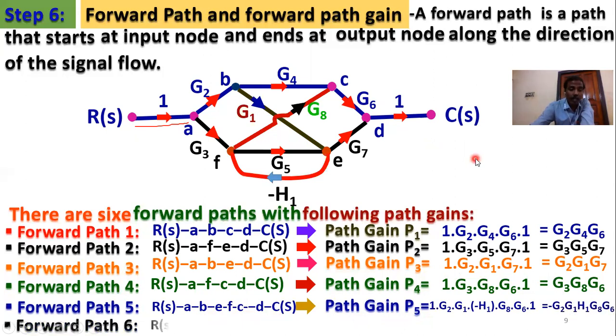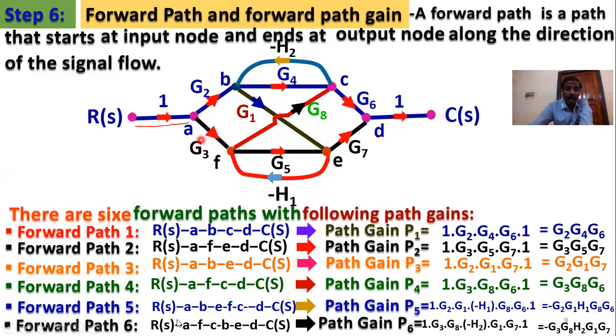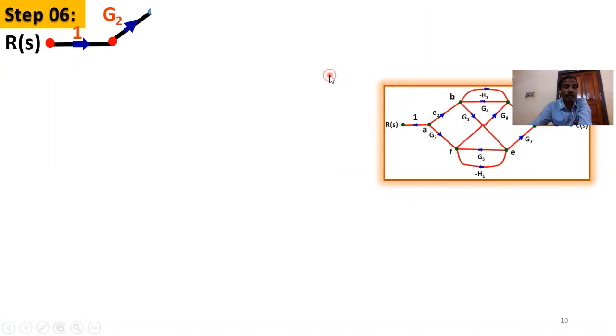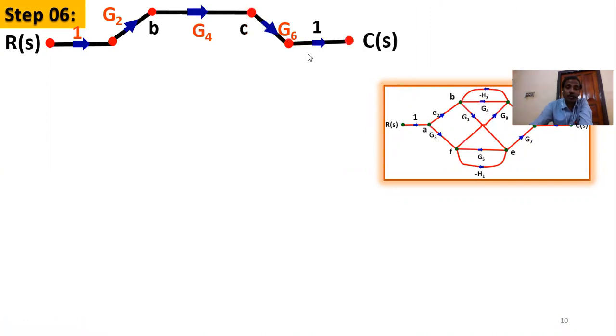Similarly, for path 6, this is the path gain 6, R(S), A, F, C, B, E, D, this path, because this is one path. This is another path. Next, individual path gain. This is also very important. Basic idea: simply R(S) to A to B, B to C, C to D, D to C, this path.